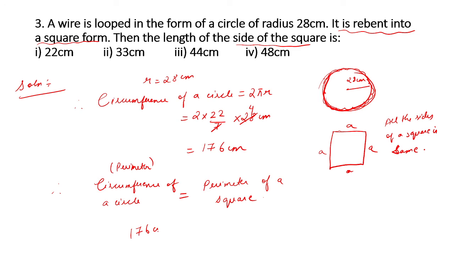Now, what is the circumference of a circle? It is 176 centimeter. And what is the perimeter of a square? 4a. A here refers to the side. Therefore, you can write this as 176 centimeter divided by 4 is equivalent to A. So 4 into 4 is 16, and 4. Therefore, A must be equivalent to 44 centimeter. That means the answer is the third option, 44 centimeter.